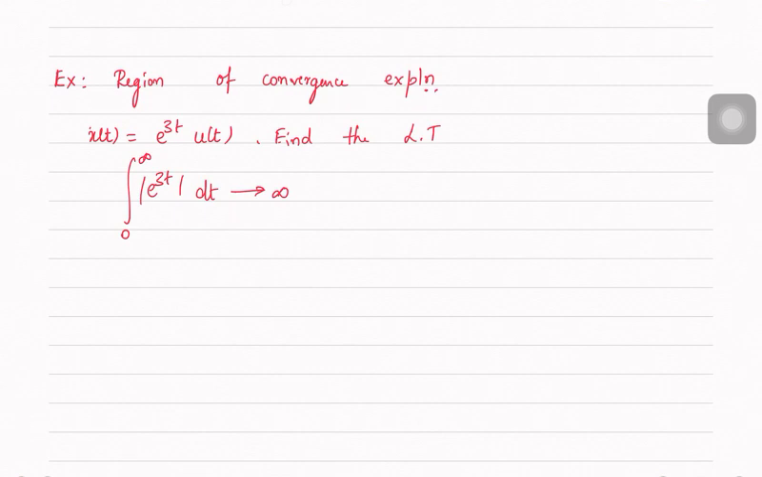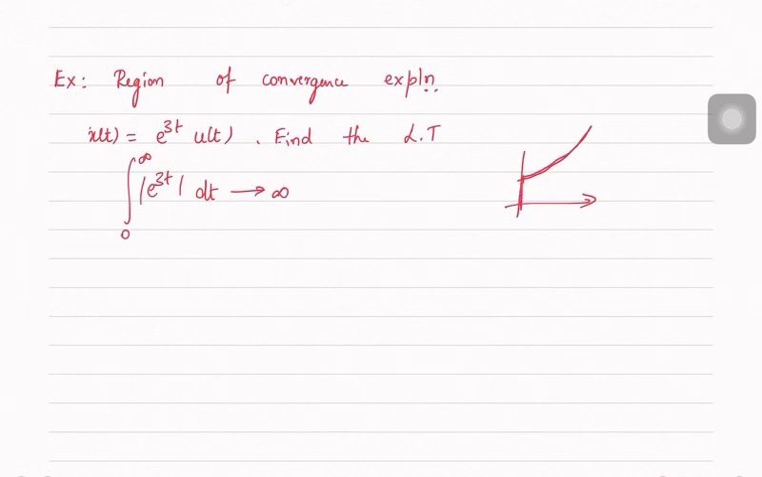Okay, so let x of t be equal to e power 3t into u of t. Find the Laplace transform. The Fourier transform for this definitely doesn't exist, because this integral will tend to infinity.